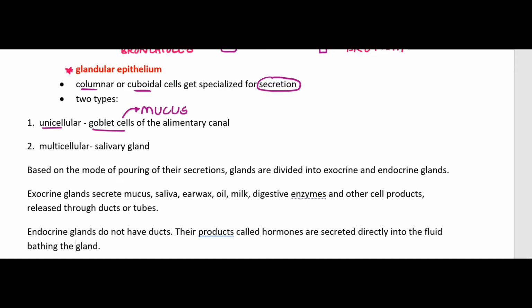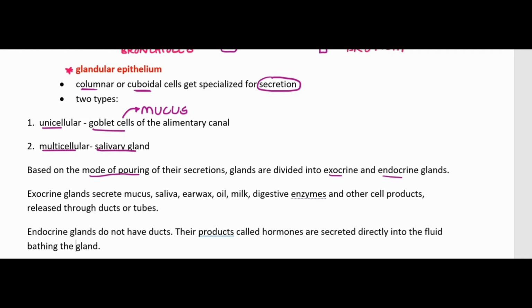It can also be multicellular. Example, there are many multicellular glands, but goblet cells, they are the only unicellular glands which secrete mucus. So remember these examples. So this is one way of classifying the glandular epithelium. Next way of classifying the glandular epithelium is the mode of secretion, how they secrete their secretions. On this basis, they are divided into exocrine and endocrine glands. Exo means outside and endo means inside, isn't it? Just by the name.